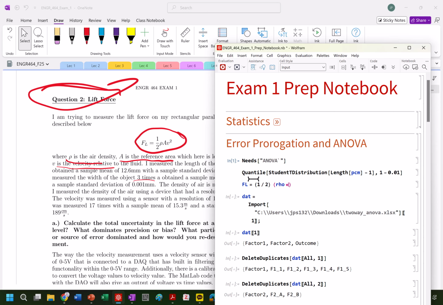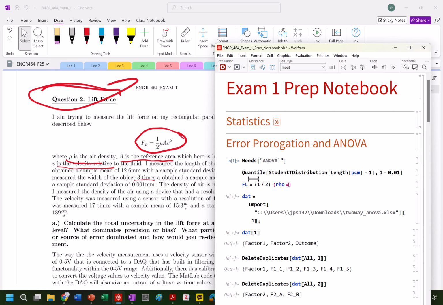Measure the density of air using a device. The velocity is measured with a sensor with a resolution of millimeter per second. So my uncertainty in the velocity equals 1 times 10 to the minus 3. And that's all we've got, right? Because I need meters per second. I don't have any information about the length and the width, so I'm going to have to set that as 0.